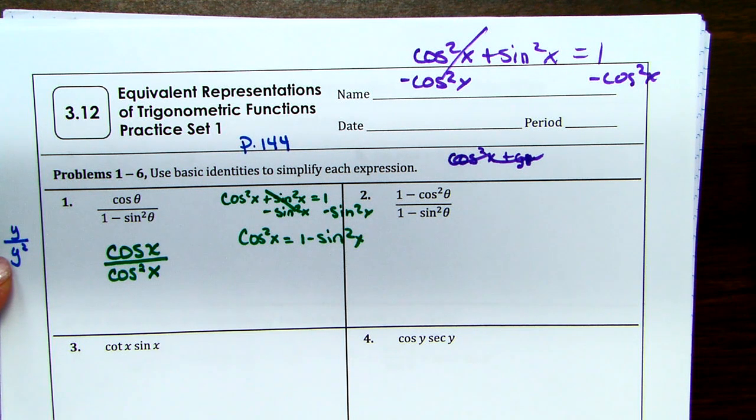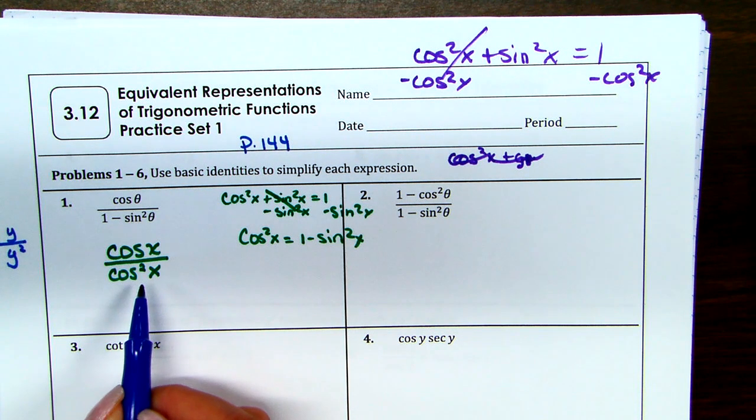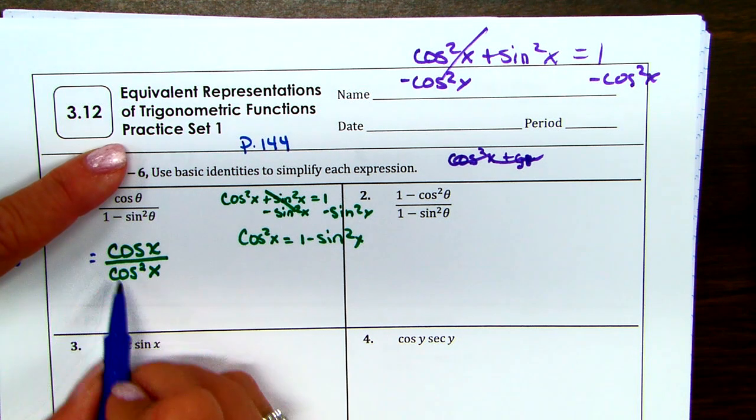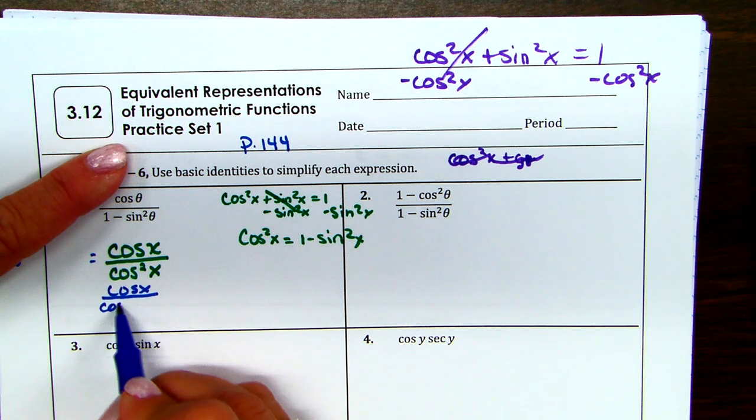You can cancel a y on top with a y on the bottom because cosine squared x just means cosine times cosine. That's 2 cosines. So you could write it like that if you wanted to. So I'll go ahead and write this, but you don't have to. But maybe in case I'm losing any of you, I'm going to write it like that.